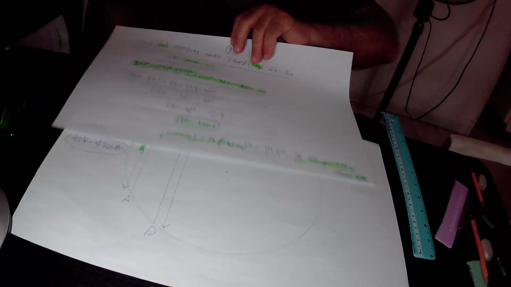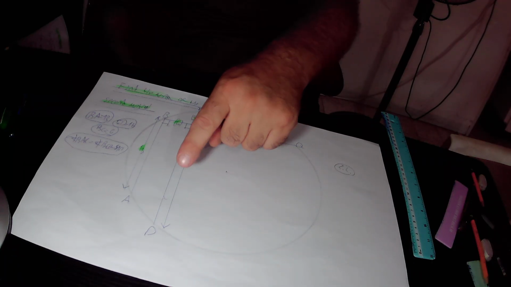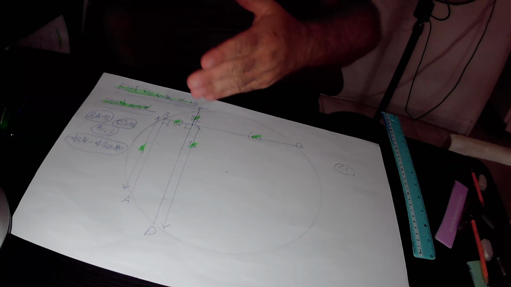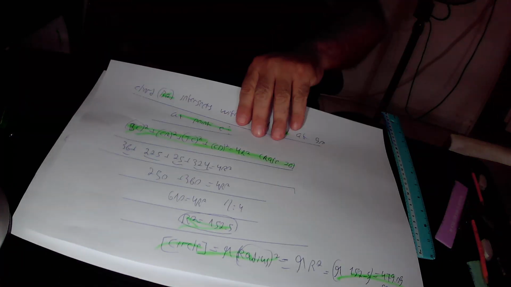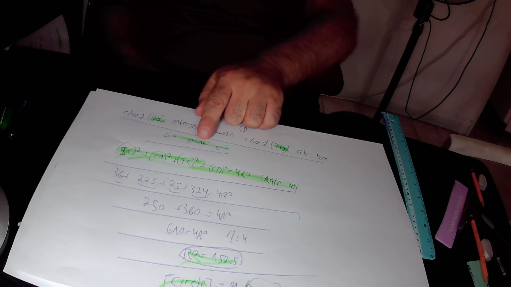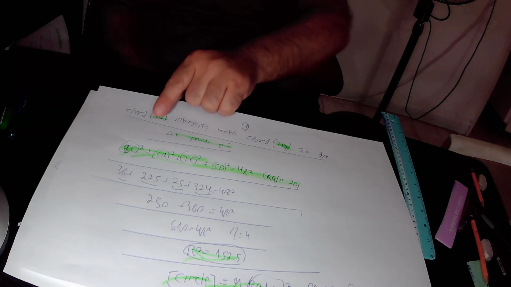So according to rule 26, the following equation is true: TC squared plus CD squared plus BC squared plus CQ squared equals 4R squared, where R is the radius of the circle. And again, according to rule 26, BC squared plus CQ squared plus TC squared plus CD squared equals 4R squared.